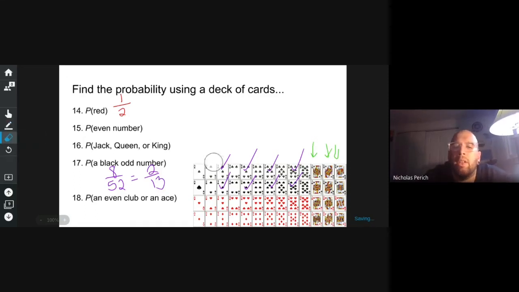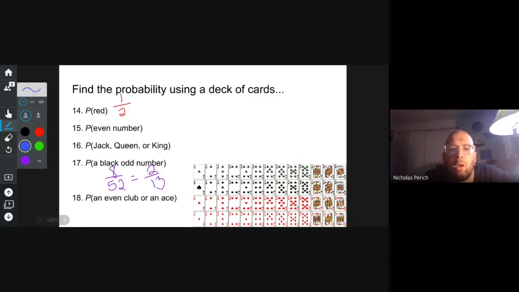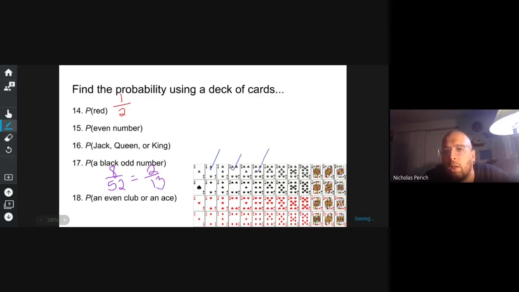And then I have an even club or an ace. So even club, I guess that's the club. Even club. 1, 2, 3, 4, 5. Or an ace, 6, 7, 8, 9 is 9 out of 52. Can't divide it at all.